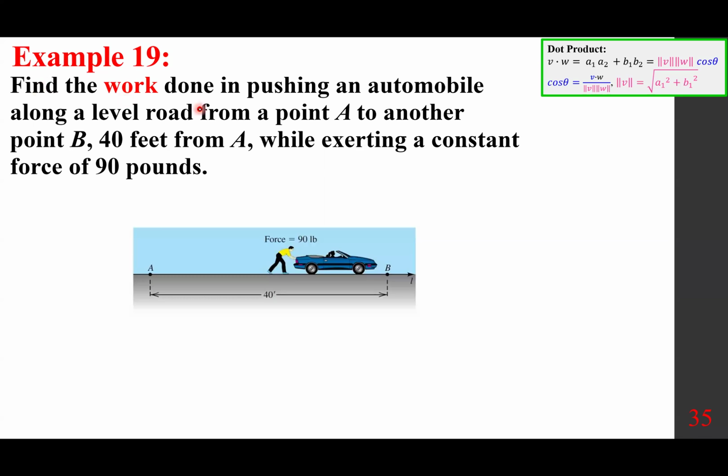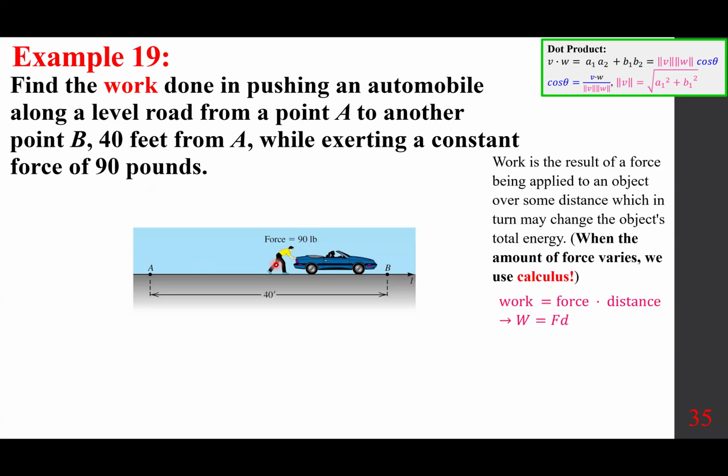Find the work done in pushing an automobile along a level road from point A to another point B, 40 feet from A, while exerting a constant force of 90 pounds. We want to find the work done. What are we talking about? A piece of information from physics.